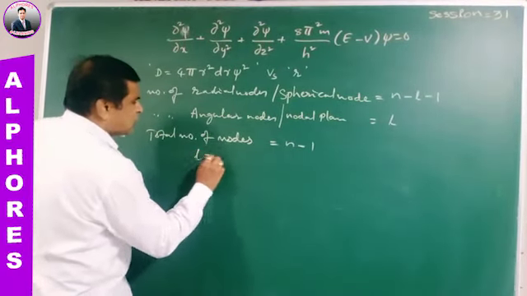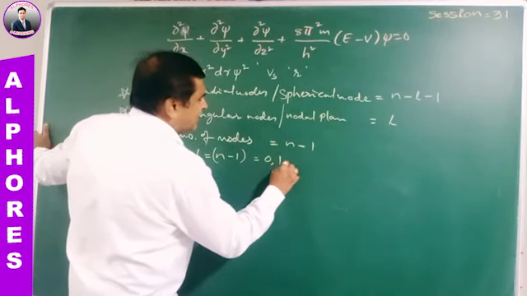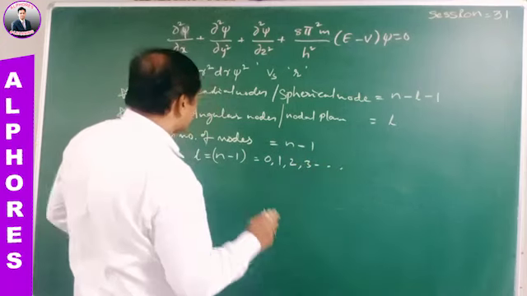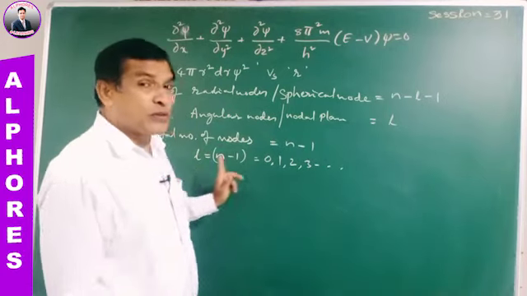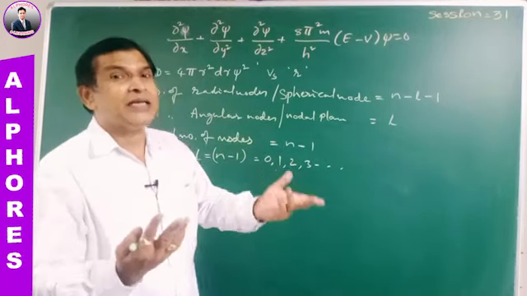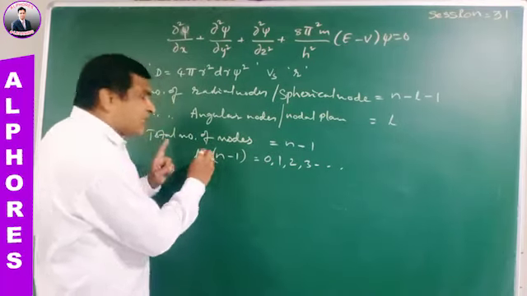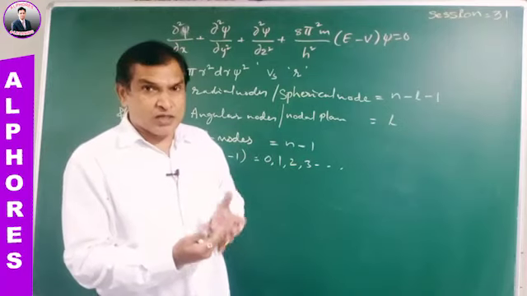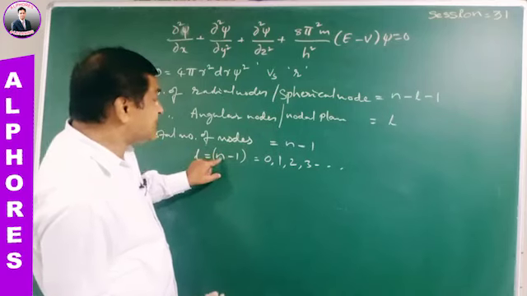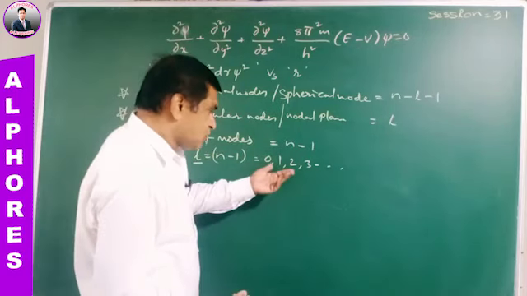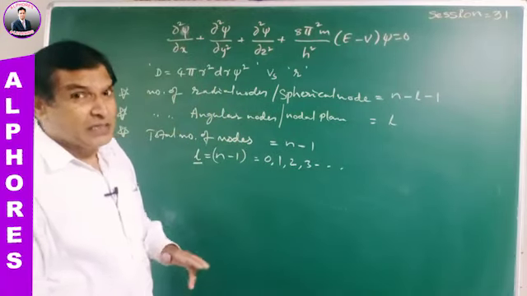L values are always up to n minus 1. That means they are 0, 1, 2, 3 and so on. It should not be equal to n. It must be less than n. Next, the azimuthal quantum number L represents subshells. The subshell values go up to n minus 1, starting from 0, 1, 2, 3 and so on. These values represent an individual subshell.